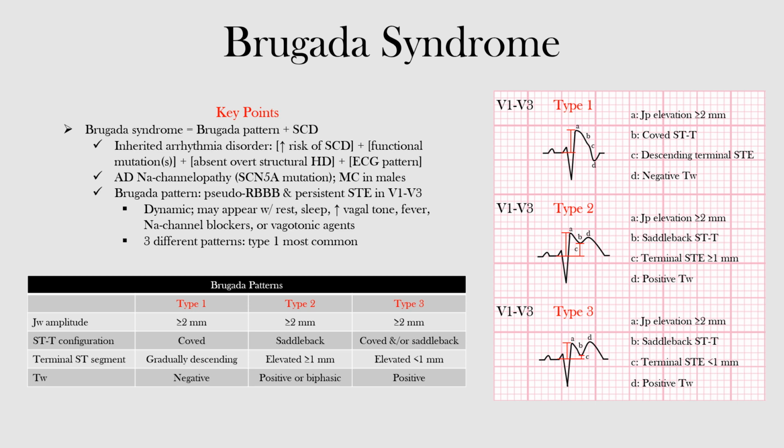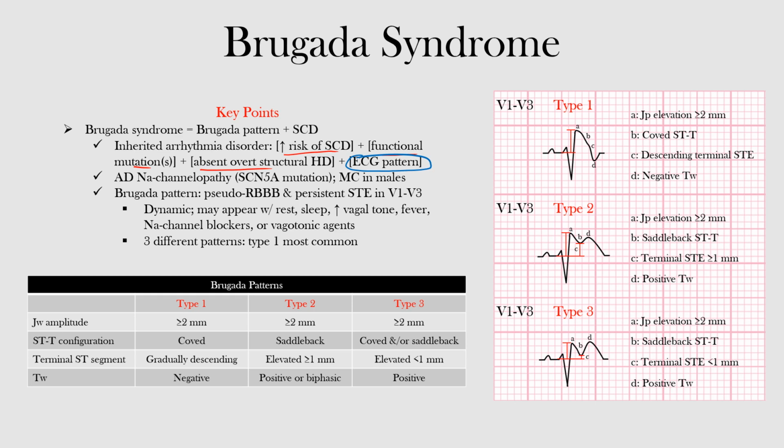And the fourth is that they have characteristic EKG patterns, and it is the characteristic EKG patterns that help differentiate these inherited arrhythmia disorders, okay? Because we'll see all of them tend to have those first 3 things. They all have an increased risk of sudden cardiac death, they have functional mutations, and the absence of overt structural heart disease. So it's this one here, the EKG pattern, that will help differentiate them. Now in this lecture, we're going to look at Brugada syndrome.